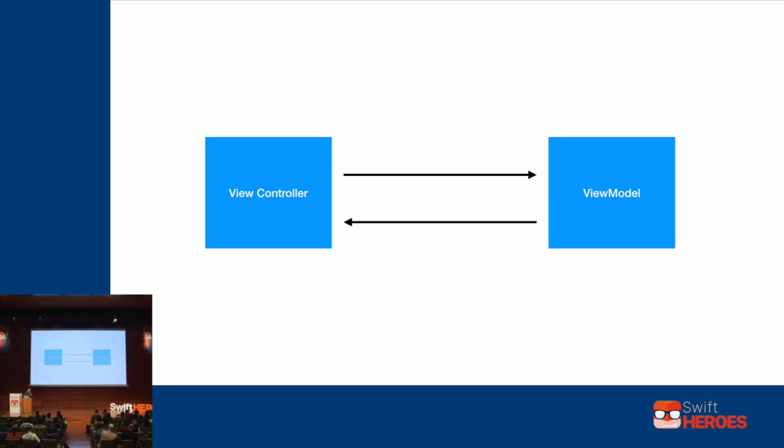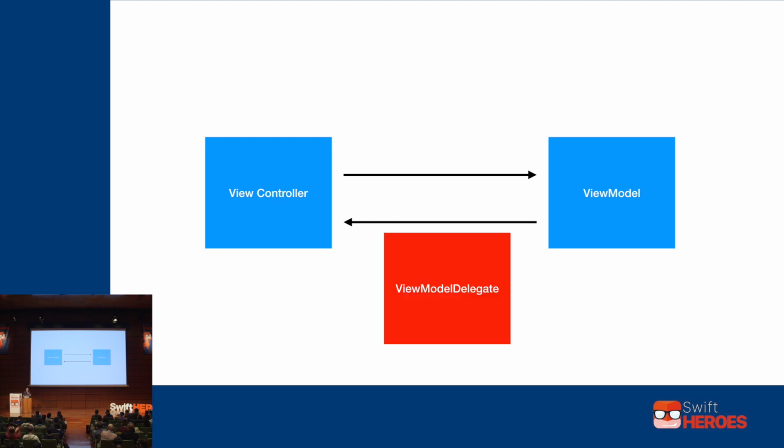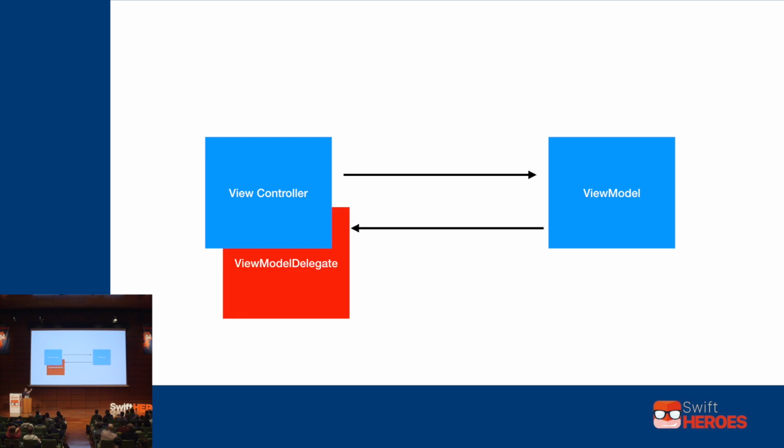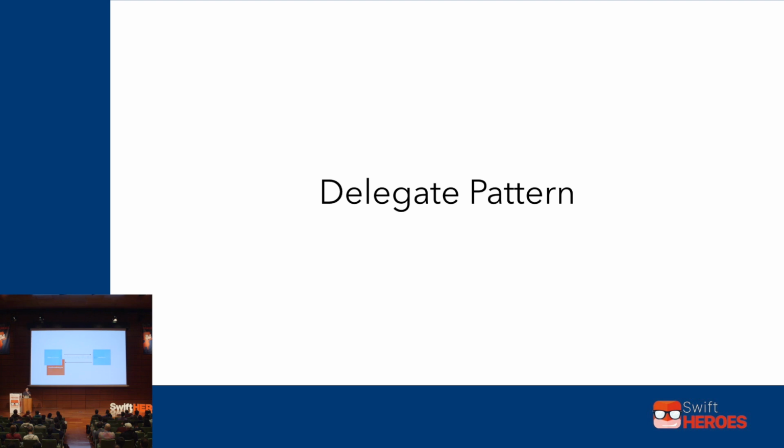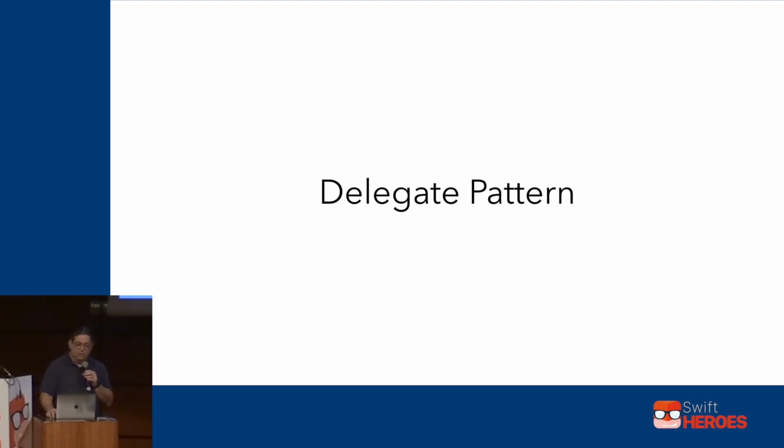And we know better than this. We were taught that if we do this, then we've got this retain cycle and everybody owns each other. And so we created a delegate protocol. And we call this the view model delegate. And our view controller conforms to the view model delegate. And our view model speaks to the view model delegate. And now you notice, even in this diagram, the view model no longer knows about the view controller, but the view controller knows about the view model. And this is the delegate pattern that we used for many years.